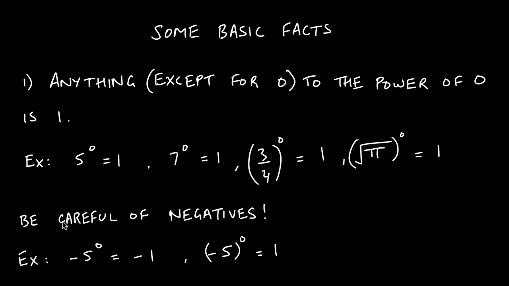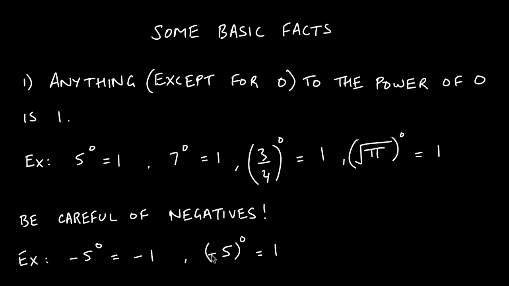Now here, I really should have written, be careful of negatives and parentheses or lack thereof, but these are simple mistakes that you should be avoiding. Notice the difference between these two problems is that the negative is not attached to the 5. If you remember order of operations, exponents have to be resolved before multiplication. So a negative 5 fundamentally is just negative 1 times 5. What this is saying is, raise 5 to the 0th power, and whatever answer you get, multiply that by a negative 1. Because 5 raised to the 0 is 1, when we multiply that by a negative, that gives us negative 1.